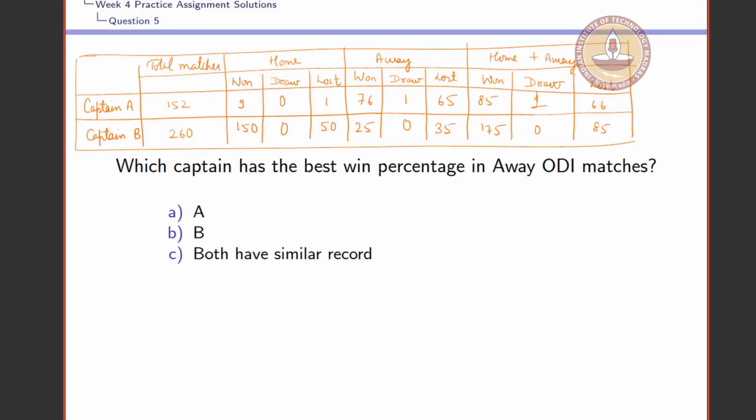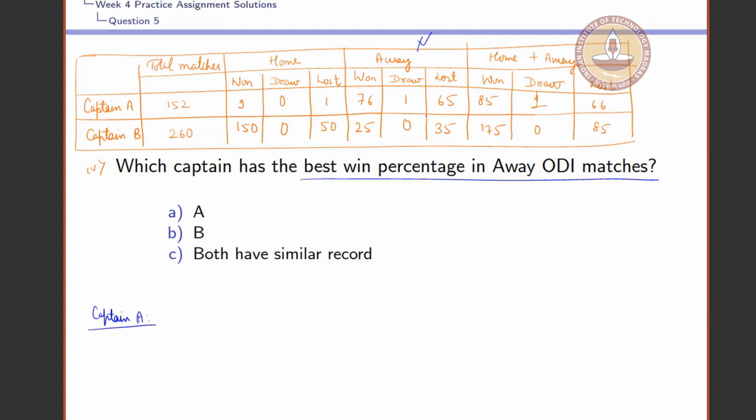So this was the table that was given to us. The fourth question says, which captain has the best win percentage in away ODI matches. So now we have to check which captain has the best win percentage in away matches. We'll look at the away column, and we will calculate the best win percentage. Let's first calculate for Captain A.